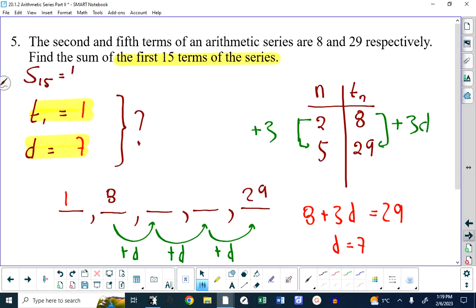S15 equals 15 over 2. I'm just using the formula. Times 2 times T1 plus 15 minus 1 times 7. And again, I hope you're getting more comfortable with me just writing 14 instead of 15 minus 1 whenever possible. So we work that out. Oh, that's easy, 750, I think. I better be careful. I said, oh, that's easy, and I might have it wrong, but let me do it again. No, it's 750. So the answer to this question is 750.